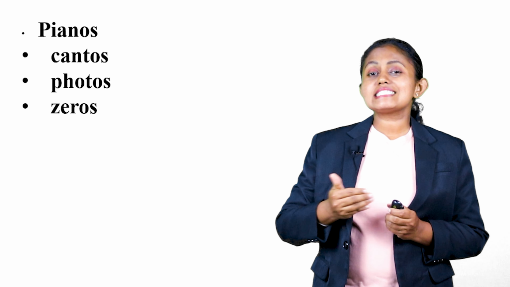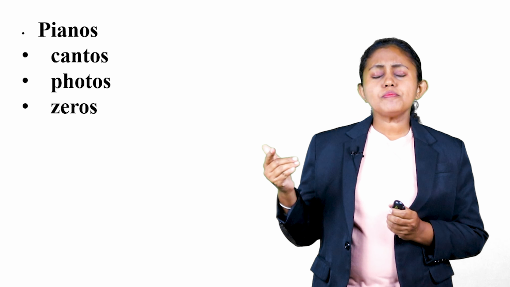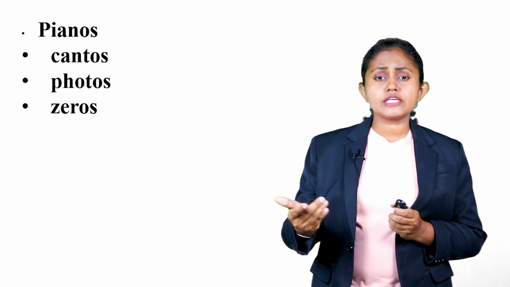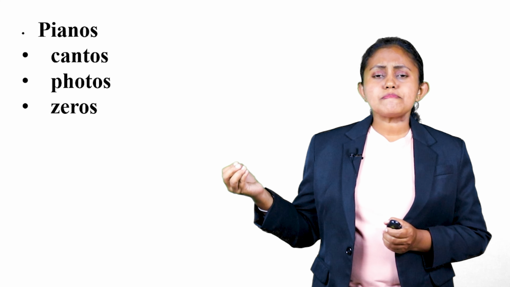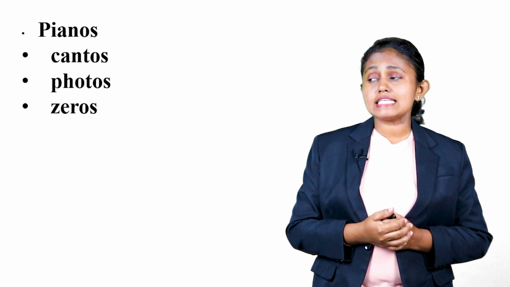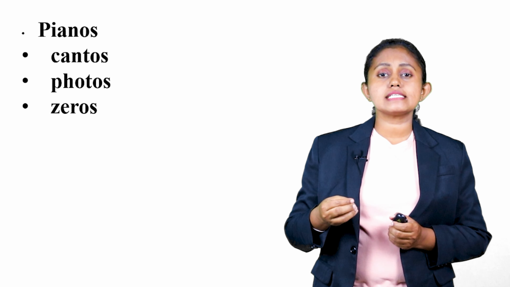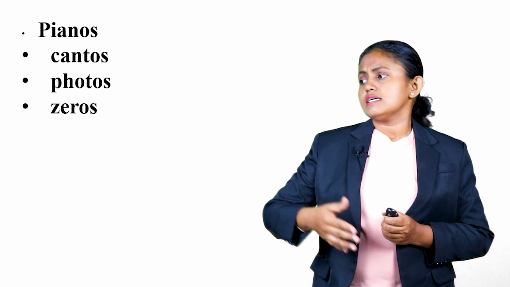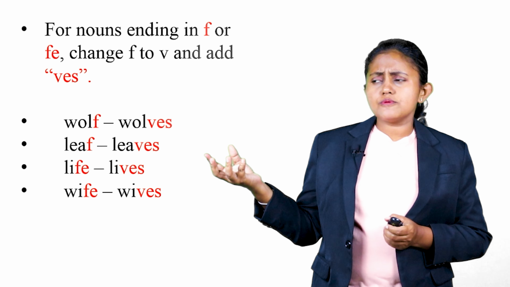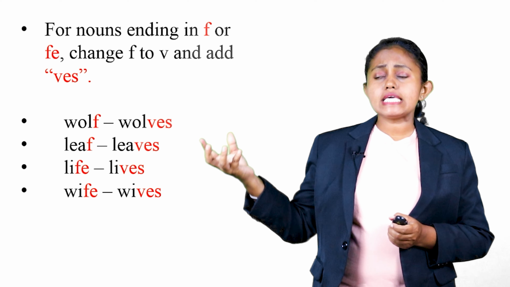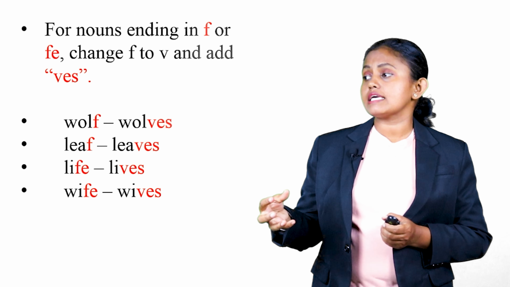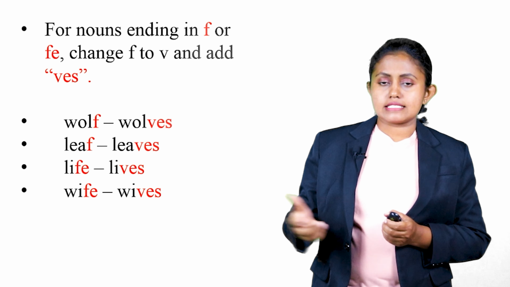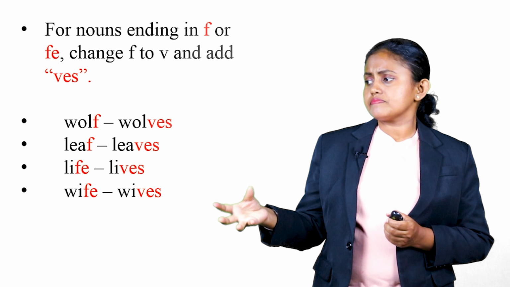Next example is zero. To make the plural of the noun zero, you have to add only s. These are the exceptions you have to remember in your mind when you are making the plurals of nouns which end in letter o. Right? Next rule. For nouns ending in f or fe, you have to change the letter f or fe to ves. Let's see some examples.